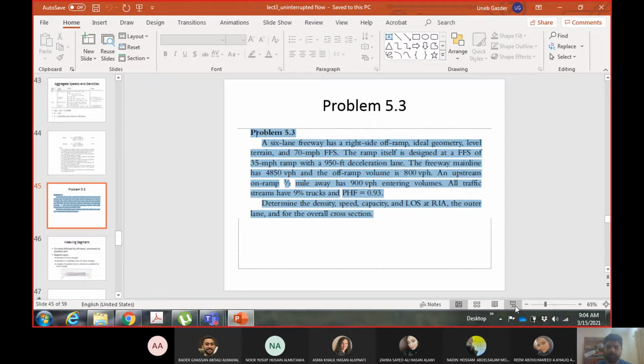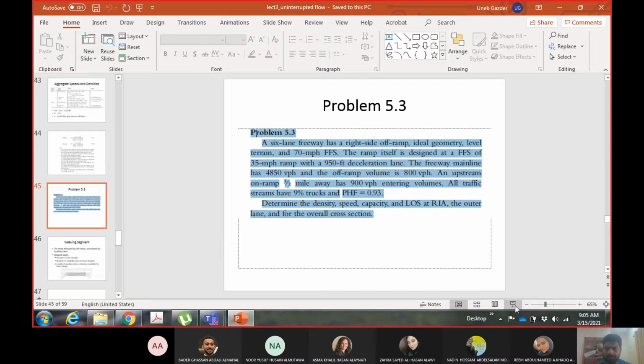Level terrain, 70 miles per hour free flow speed is given. The ramp free flow speed is given. Deceleration lane given. Freeway main line flow is given. Off ramp flow is given. It has an upstream on ramp half a mile away, and the flow on that ramp is also given.